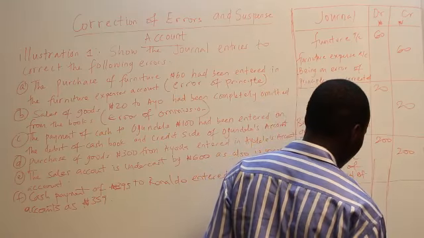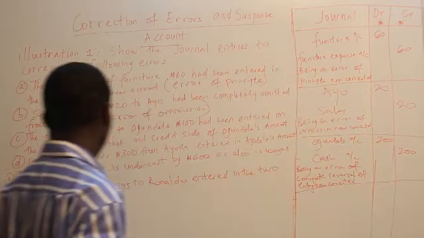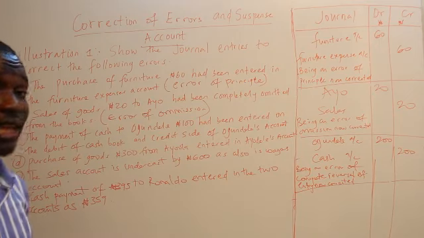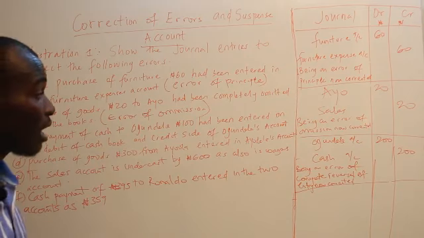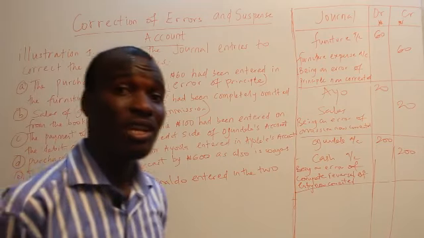So the next illustration: purchase of goods 300 from Ayola entered in Ayodele's account. This is an error of commission in the wrong person's account. When the goods were being purchased from Ayola, Ayola's account should have been credited, but this was entered in Ayodele's account.